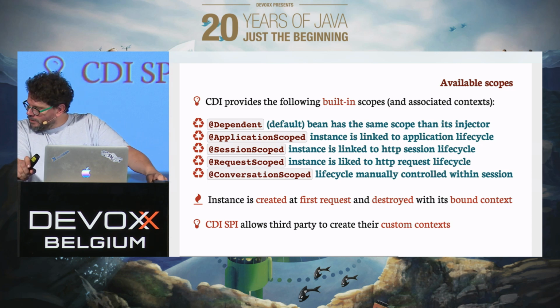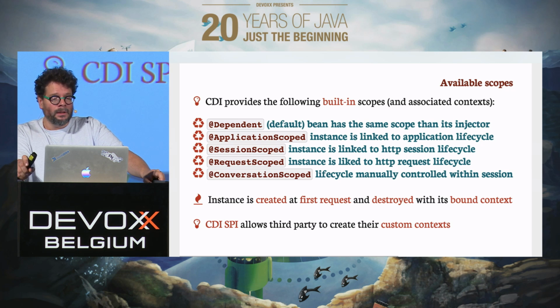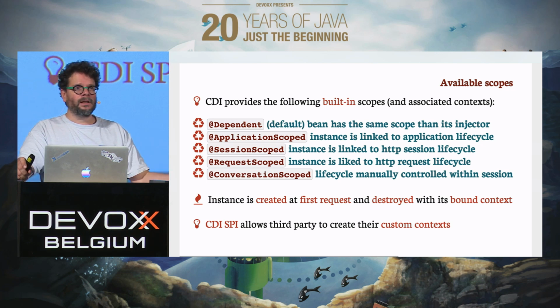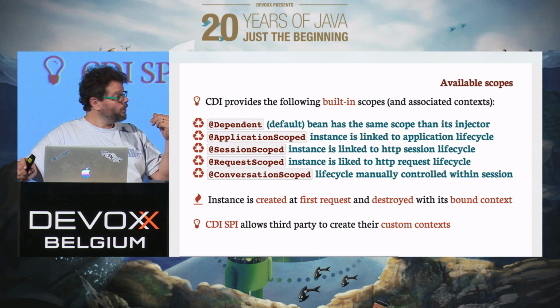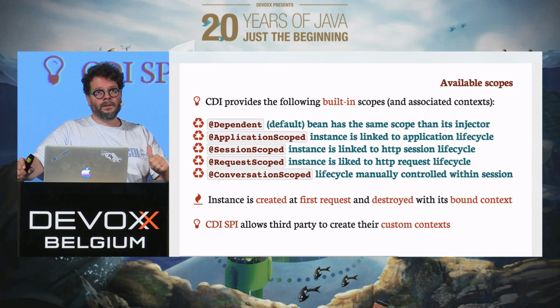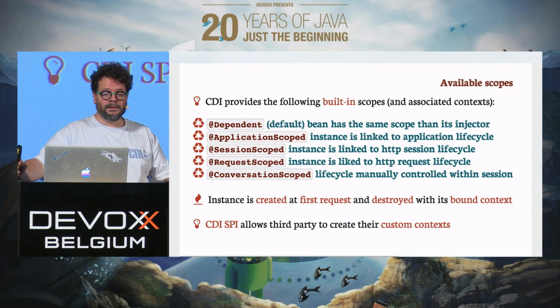And you have something that can be of interest for you, Antonio, which is the conversation scope, a lifecycle that you can control manually. So you can control at the programming level when this scope starts and when it stops. You see, all the other scopes are automatically started and automatically destroyed. The conversation scope is programmatically started and stopped.